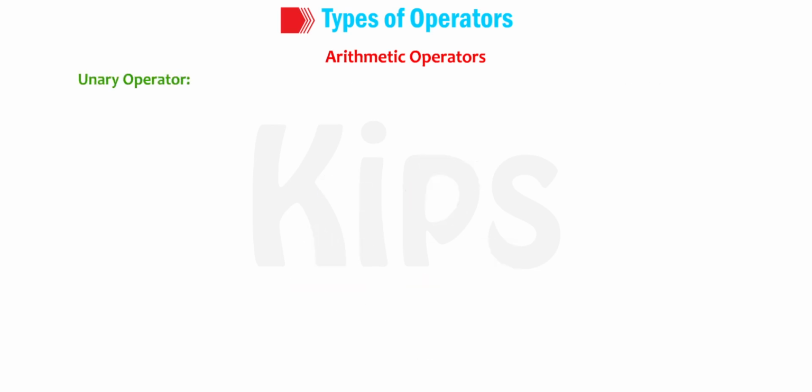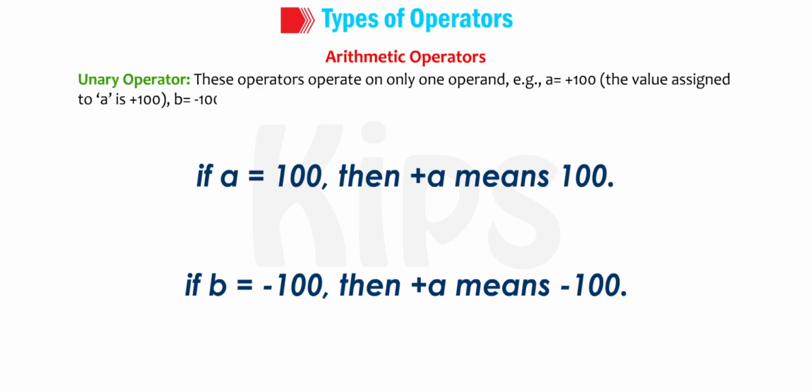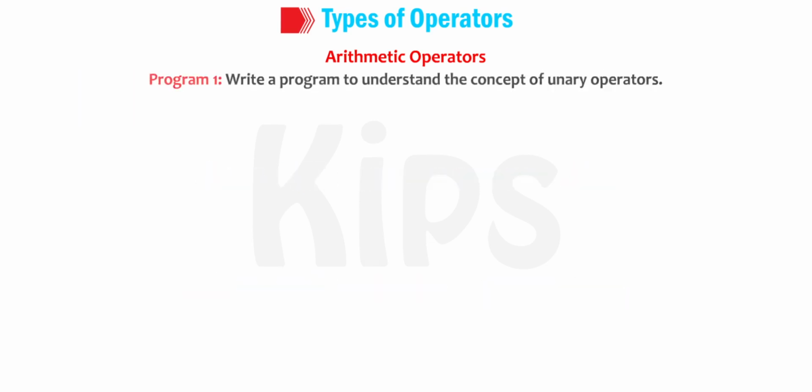Unary operator. These operators operate on only one operand. Example, A equals to plus 100. The value assigned to A is plus 100. B equals to minus 100. The value assigned to B is minus 100. Program 1. Write a program to understand the concept of unary operator.